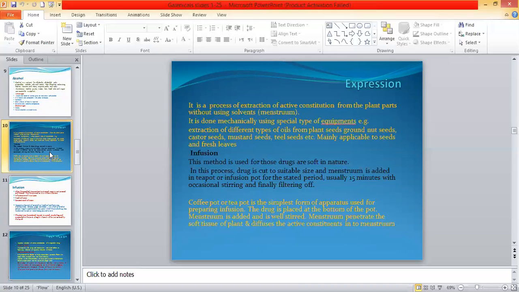Menstruum is added and it is stirred during this process, and menstruum will penetrate into the soft tissues of the plant and diffuse the active constituents into the menstruum. Very simple, you can take the example of tea. How do you prepare tea? You add some tea leaves in the teapot, then you add water, then you boil it for 15 minutes. So all of the active constituents which are present in the tea leaves are diffused or transferred to the boiling water.